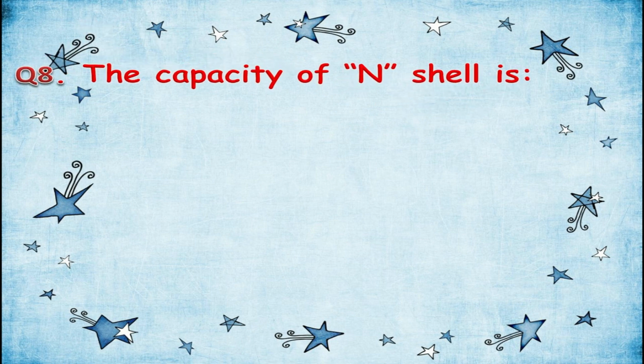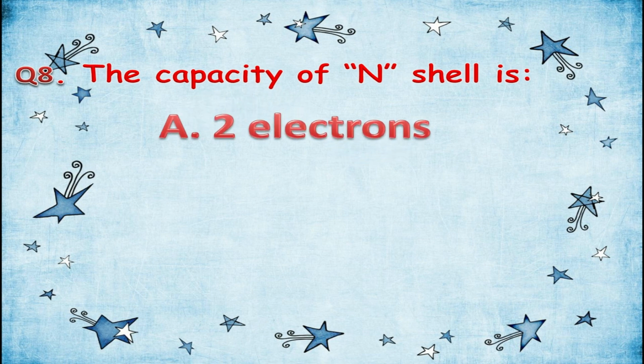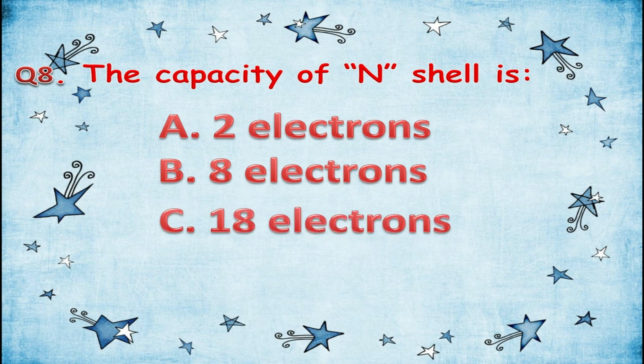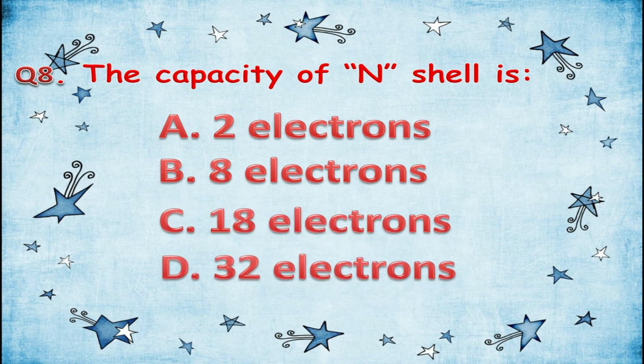The capacity of N shell is, and your options are option A 2 electrons, option B 8 electrons, option C 18 electrons and option D 32 electrons. Your time starts now.